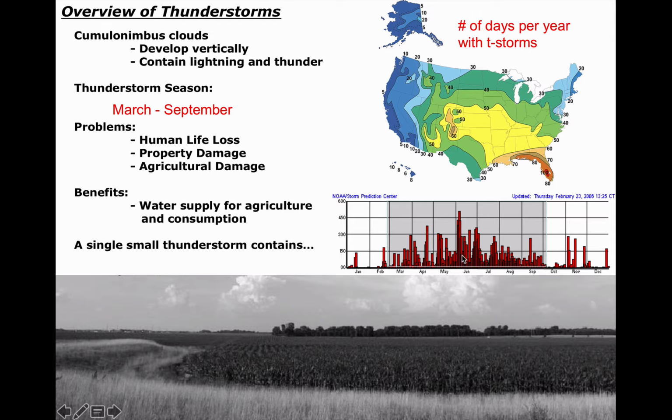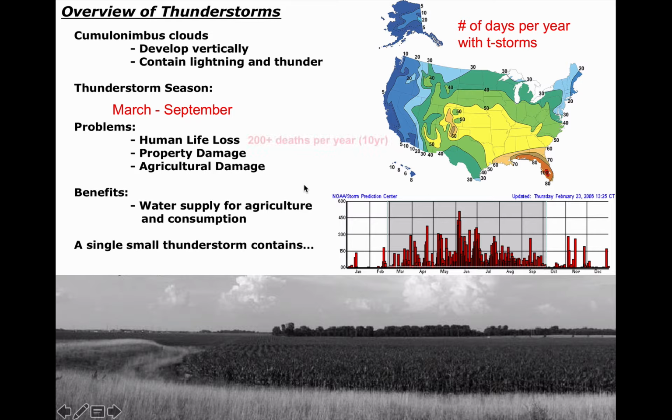So sometimes we have well over 500 reports. In fact, the busiest day on record had over 1,400 reports of severe weather. And we'll talk about that later on this semester. So you can kind of see while you can have severe weather events outside of the shaded area, which again goes from March to September, really the bulk of our severe weather is going to be happening in those months.